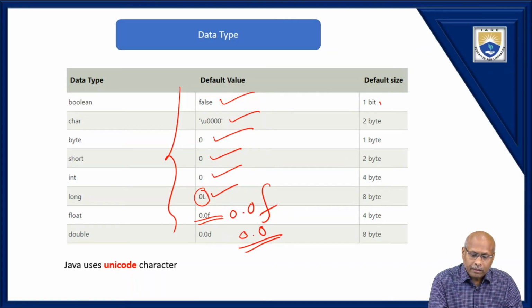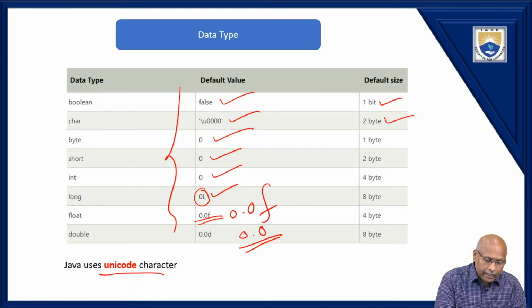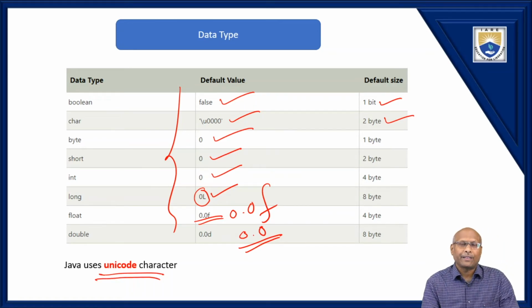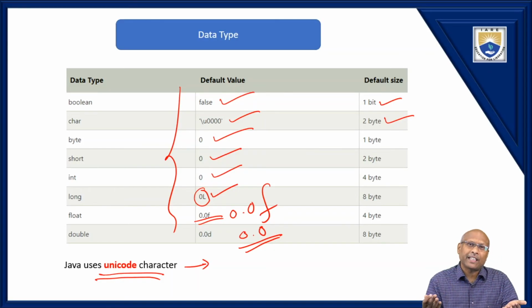Boolean requires 1 bit of memory. Character requires 2 bytes. Remember, Java uses Unicode character. Java uses Unicode character. That means universal code. Actually, there is one more important coding standard, that is ASCII code. Our C++ uses ASCII code, whereas Java uses Unicode. This Unicode supports the entire universe of characters.